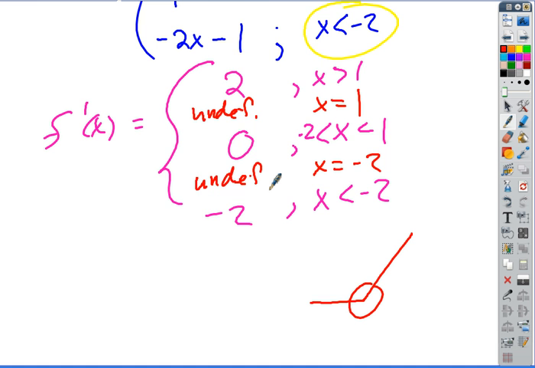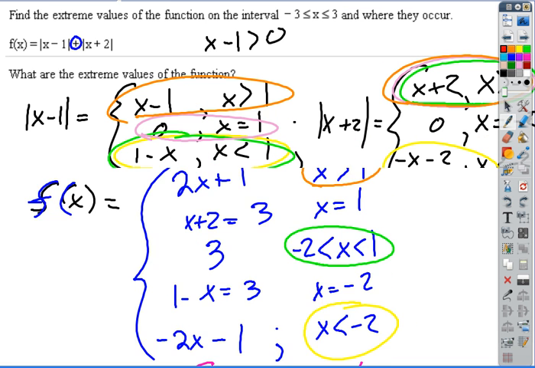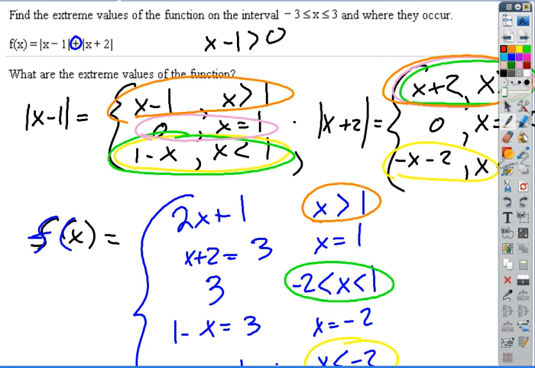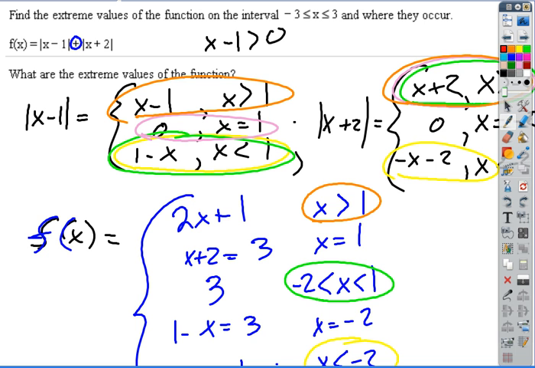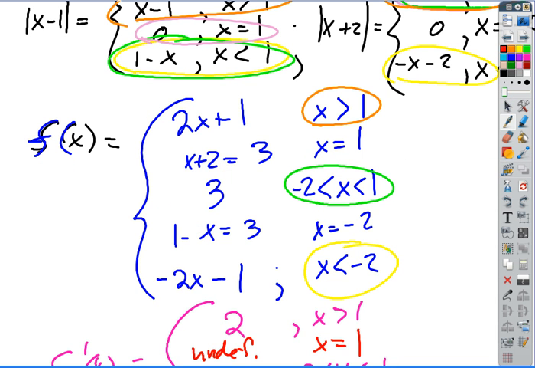Now let's go back to our original question. Find the extreme values. The extreme values are going to occur at critical numbers or endpoints. The endpoints are at negative 3 and positive 3, right? So let me grab this. We'll go to the next page.